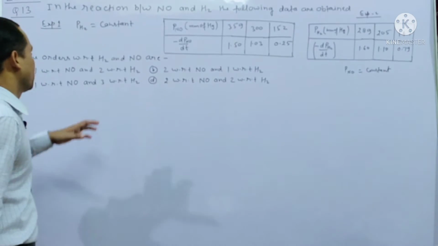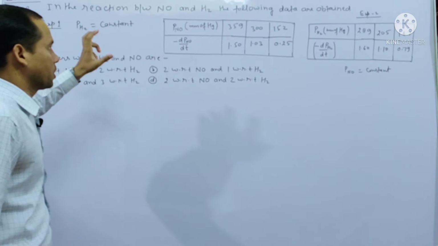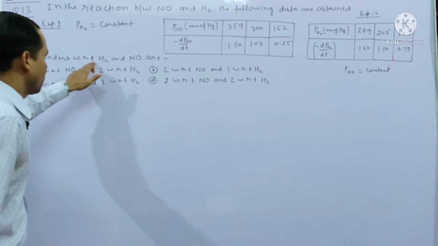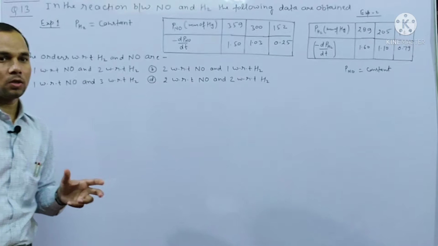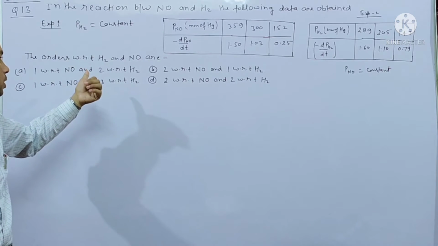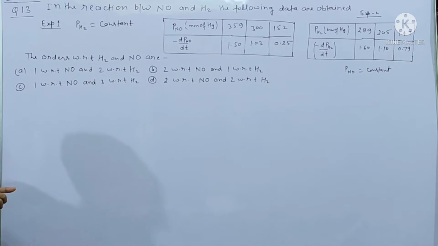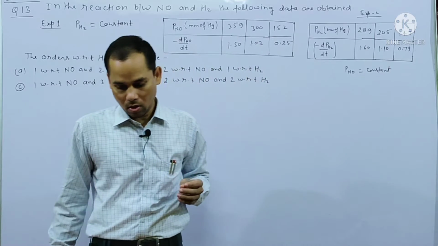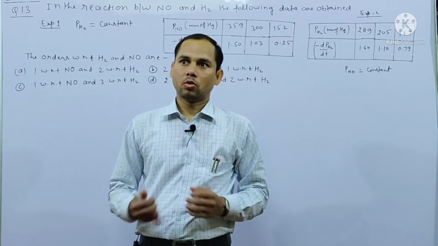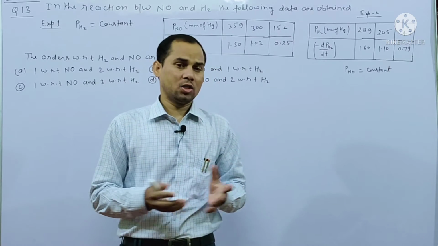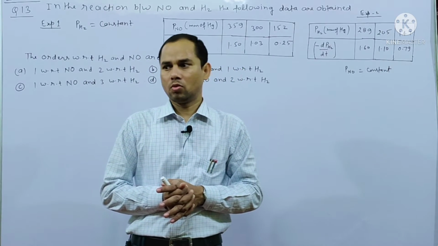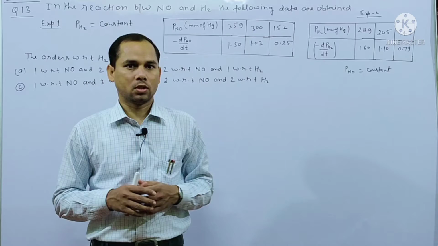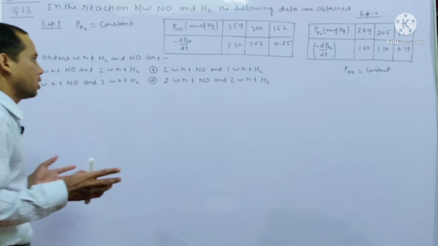When the pressure of H2 is constant, we have to calculate the order of reaction with respect to H2 and with respect to NO. We can apply the method of initial rates, but we will go through a shortcut, because in exams like CSIR NET or IIT you do not have much time. But you can solve by any of the methods. Let's see.